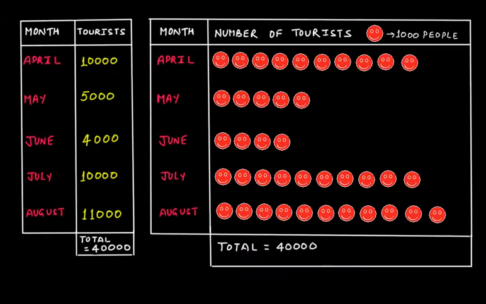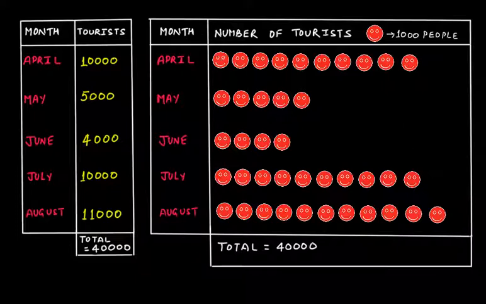In the same way you have this other information that is showing the tourists in different months of April, May, June, July and August. In this case, in April, the tourists, let's suppose in any region or city or town, were 10,000. Then in May, 5,000. Then in June, 4,000. In July, 10,000. In August, 11,000. And the total is 40,000 for these 5 months. The same information that is shown here with the help of this plain frequency table has been shown using a pictograph.